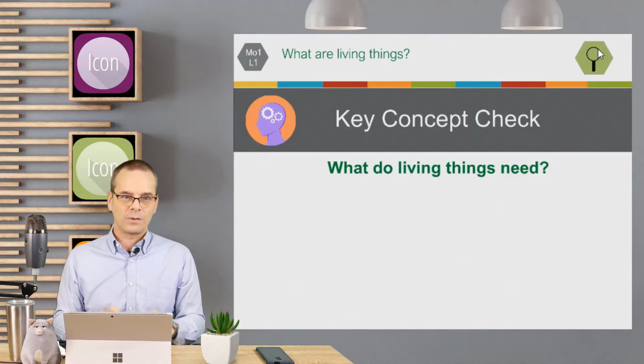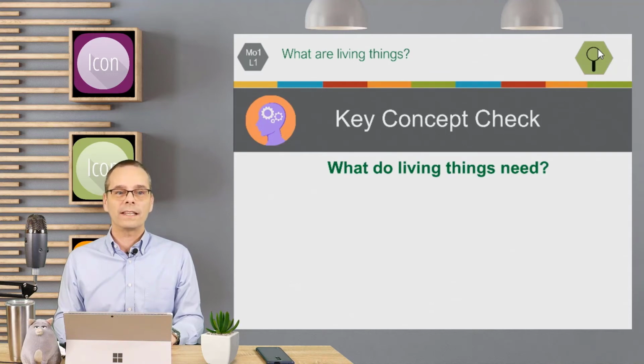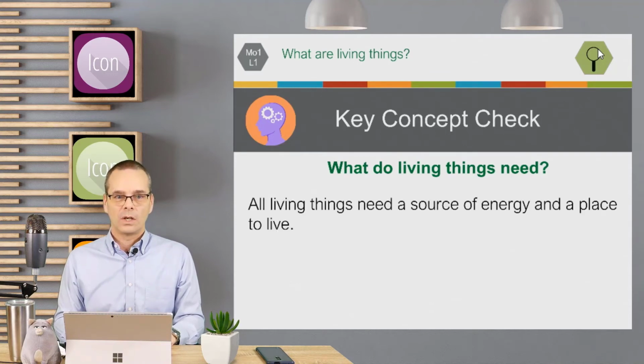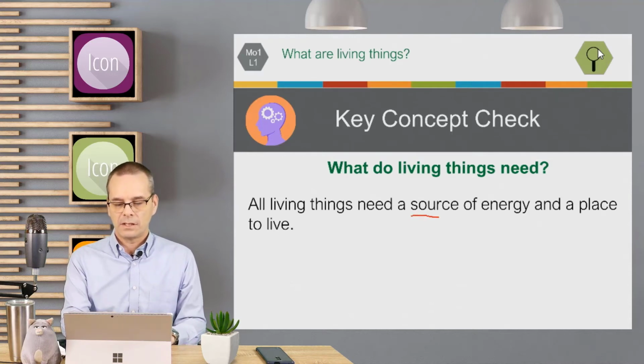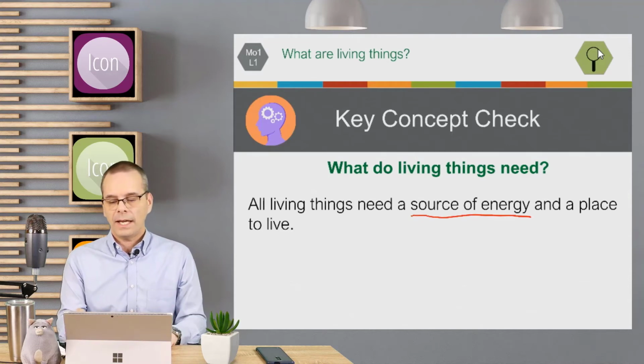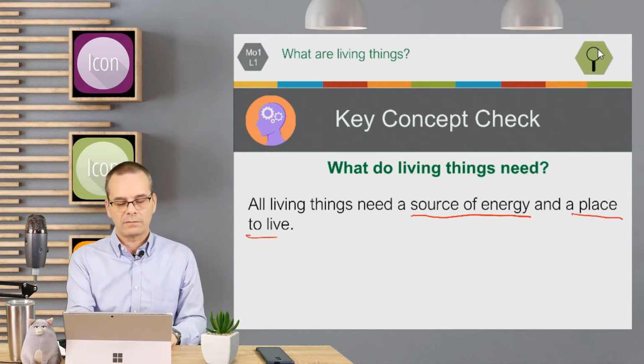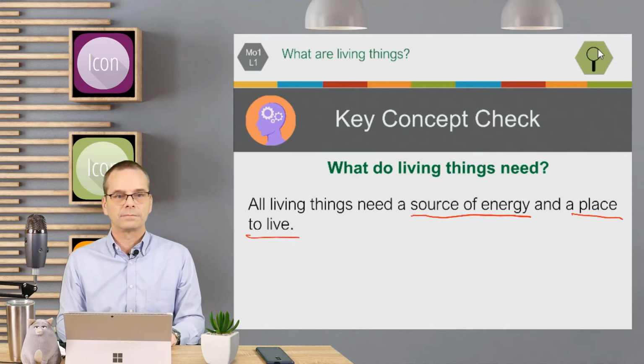So, we're on to our next key concept, and that is, what do living things need? Well, we talked about that. All living things need a source of energy and a place to live. So they have to have a source of energy or food and a habitat, a place to live.